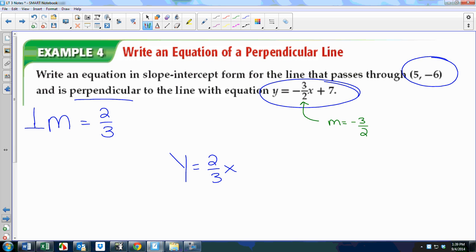Now, fingers crossed. Is the point that they gave us on the y-axis? It's not, so we can't put the number for b there. We're going to have to do what we did in the last problem. Take that 5 and replace the x with 5. And take that -6 and replace y with -6. So -6 equals 2/3 times x value, 5.